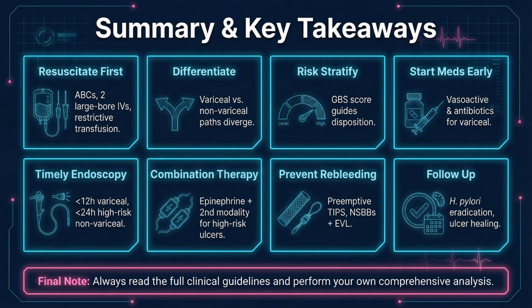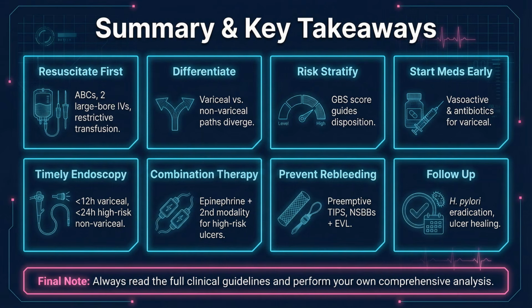To summarize, here are the key takeaways. 1. Resuscitate first. ABCs, 2 large-bore IVs, and a restrictive transfusion strategy are paramount. 2. Differentiate. The management path diverges significantly for variceal versus non-variceal bleeding. 3. Risk stratify. Use the GBS score to guide disposition. 4. Start meds early. Initiate vasoactive agents and antibiotics immediately for suspected variceal bleeding.